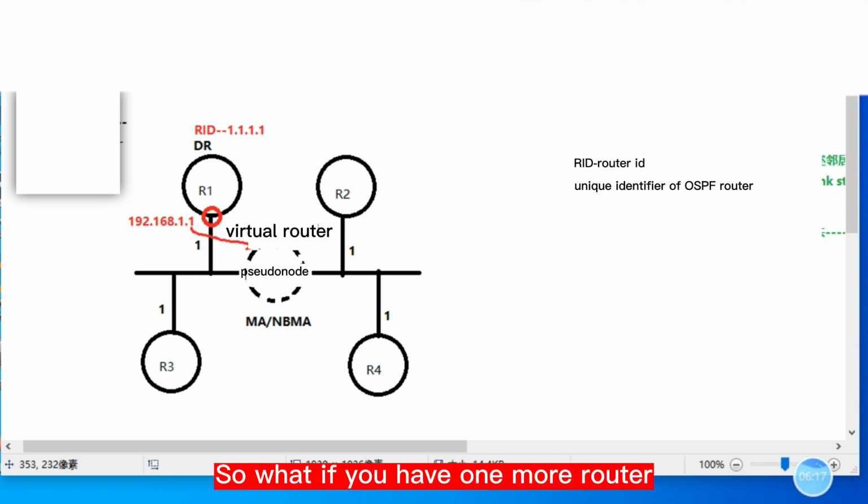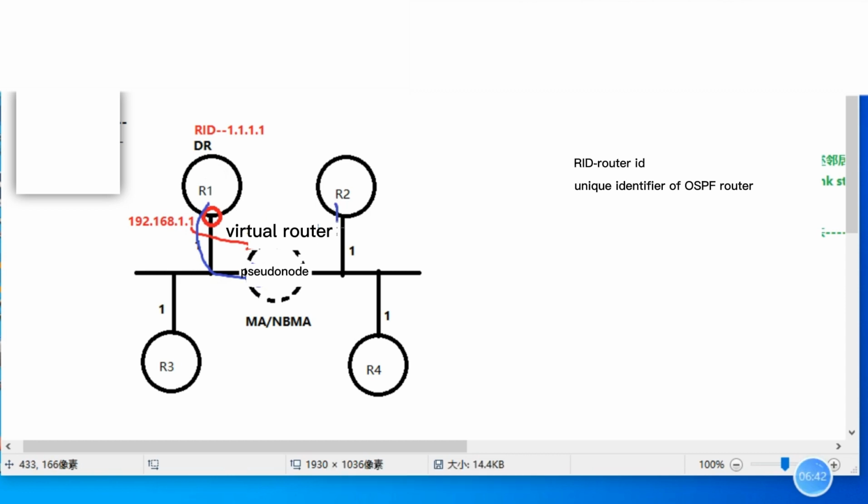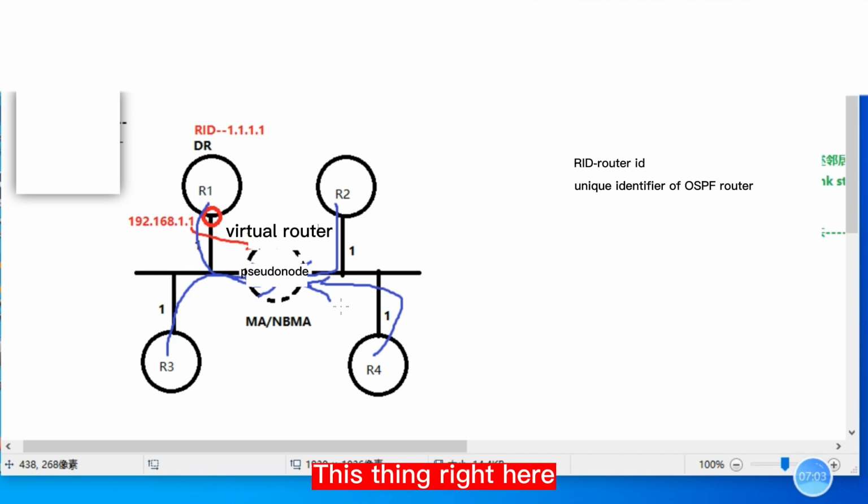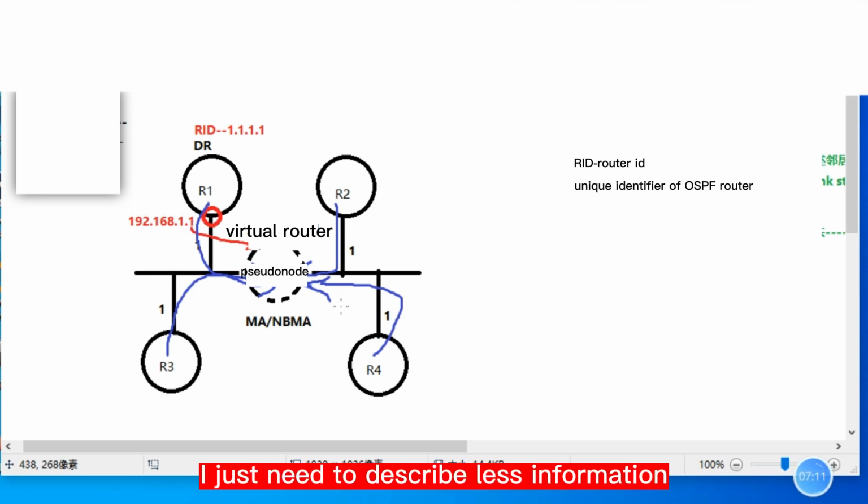So what if you have one more router? An OSPF router just describes the routers it is connected to. This pseudo-node also just needs to be described, as the pseudo-node to which the virtual router is connected. It's the same with R3, and the same with R4. If you can't tell the difference, you can take a look at my last video, where we talked about this. It was a little more descriptive. Based on this situation, I just need to describe less information.